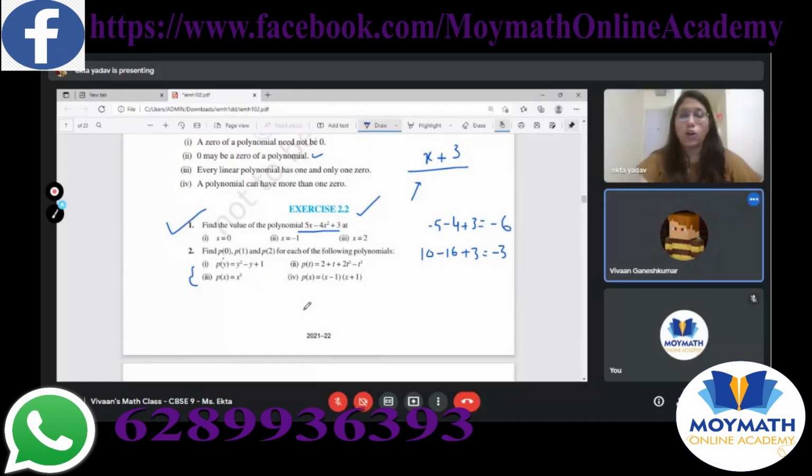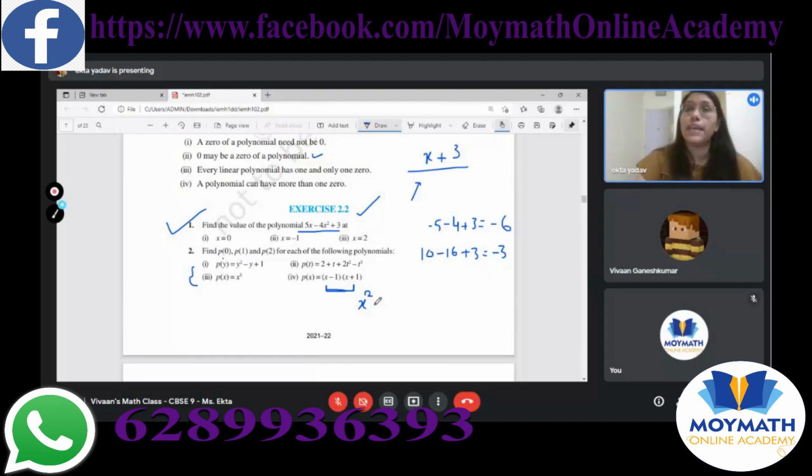Okay, just have a look at the fourth part, Vivan. What identity can we use here? Ma'am, x square plus a plus b whole x plus ab. No, not that. A plus b into a minus b is equal to a square minus b square. Right? So it will be x square minus 1 square.